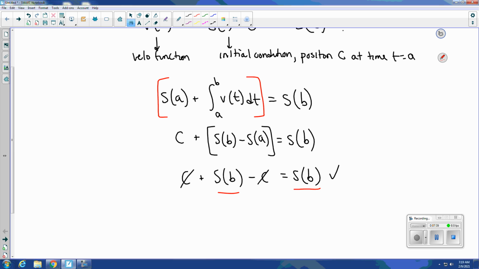So where you start plus the net change in position will equal your position at whatever the time period is.